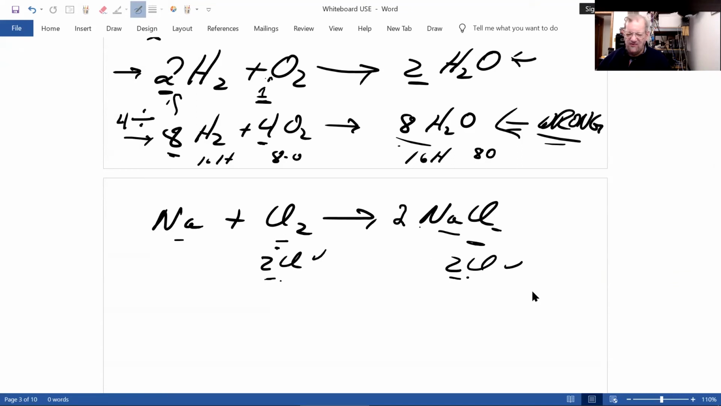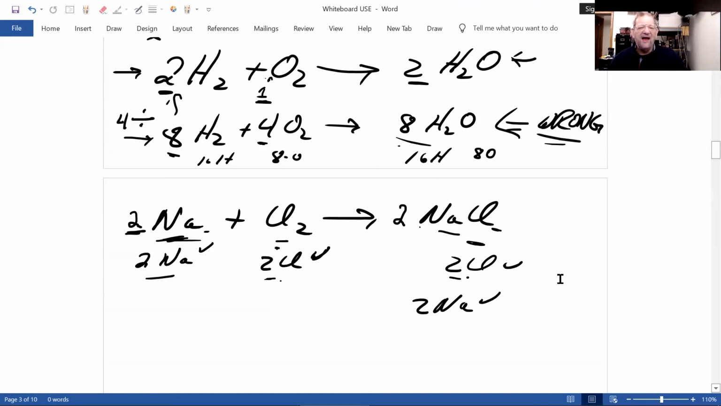But now I look on this side, I have 2 sodium. Oh no, I only have 1 sodium here. How do I get 2? No, you don't put a 2 there because that doesn't exist, and Dr. White will mark it wrong. But I can change the coefficient. And now I have 2 sodium, and I'll double check. Is it balanced? You should have the same number of atoms on both sides. 2 sodium, 2 sodium, 2 chlorine, 2 chlorine. It's balanced, and that's how you do it.